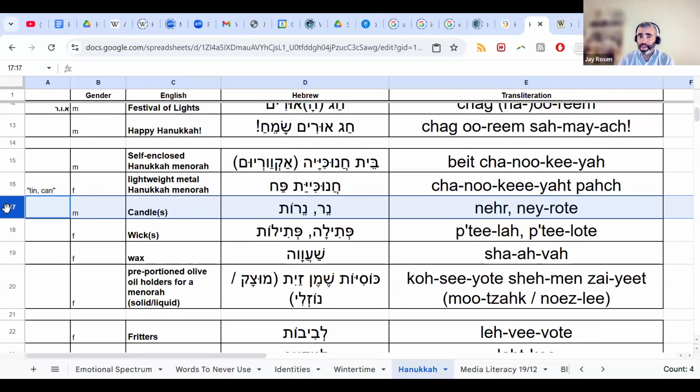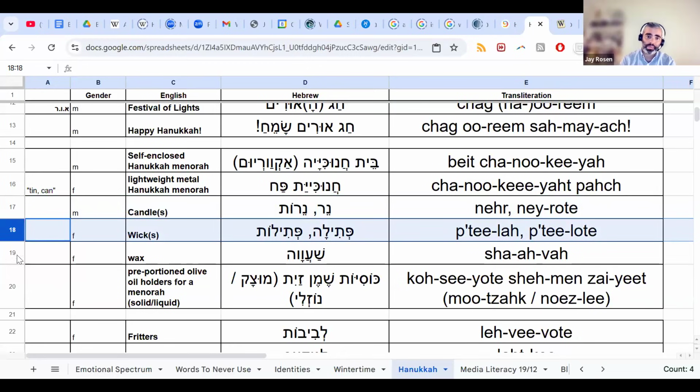Ner or nerot, candles. Ner is a masculine word, even though the plural is nerot, and you were usually taught that vav taf at the end of a word indicates feminine. It is ner, nerot, masculine word. Okay, so ner katan, a small candle. Okay, nerot ktanim, small candles. Part of a candle is a ptila, the wick.